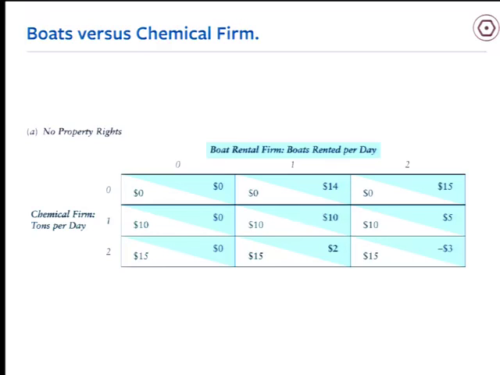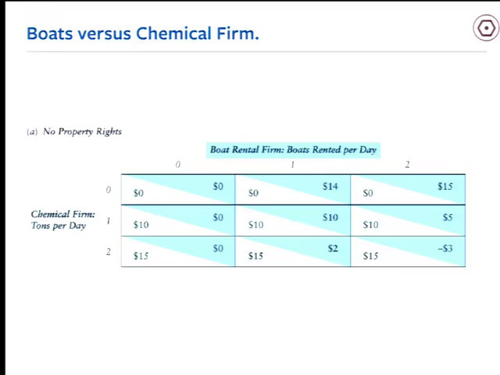So if you look at the chemical firm, if it produces 0 units, it makes $0 in profit if 0 boats are rented, $0 in profits if 1 boat is rented, $0 in profits if 2 boats are rented. If it ramps up its pollution, it makes $10 if 0 boats are rented, $10 if 1 boat is rented, $10 if 2 boats are rented. So regardless of what the boat company does, the chemical firm is better off producing 1 unit than producing 0 units, because in all states of the world it makes $10 instead of $0.